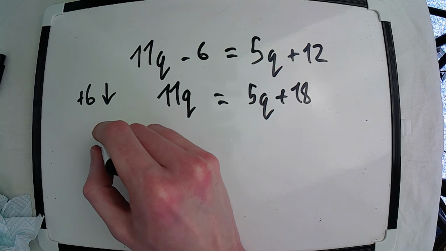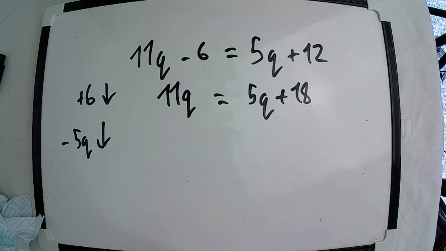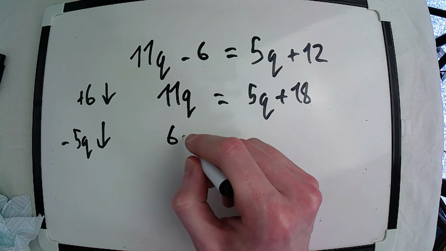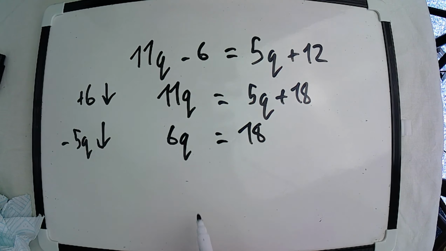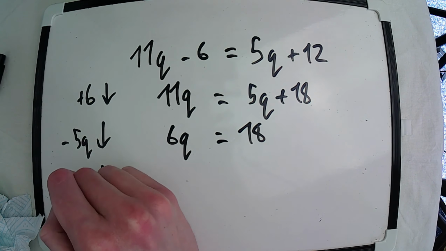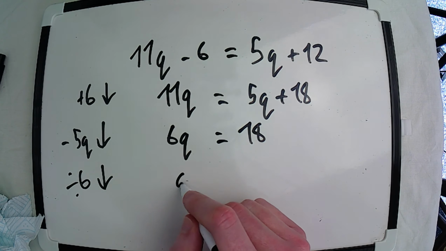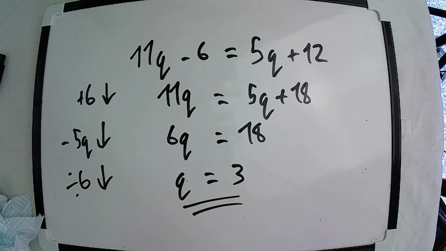Okay, next we can subtract 5q, which here will give us 6q equals 18. And if 6 lots of q equal 18, our final stage is to divide by 6. q equals 18 divided by 6, which is 3. Good idea to underline your answer. Also, let's check.